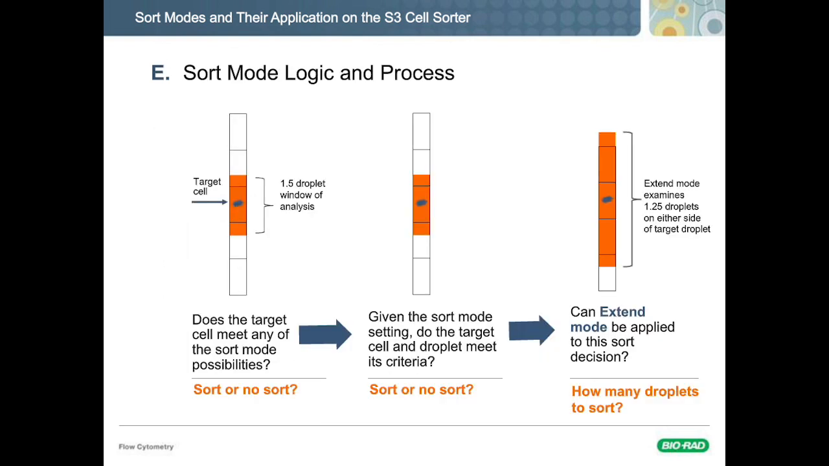The process that the instrument goes through for every particle that comes through is it calculates which of all of the sort modes that are possible this target cell meets. Then, as all of the cells have come through, it starts to look at the next layer. Okay, given all of these cells, how does that fit into the droplet world now, which can have multiple cells per droplet? Do these droplets meet the sort mode that has been selected for the particle that was within that droplet? And then it goes to the next step, which we've been calling extend mode. And that says, can we maximize recovery by making sure we don't miss the particle as it's coming through? We have a little more on that here in just a second.